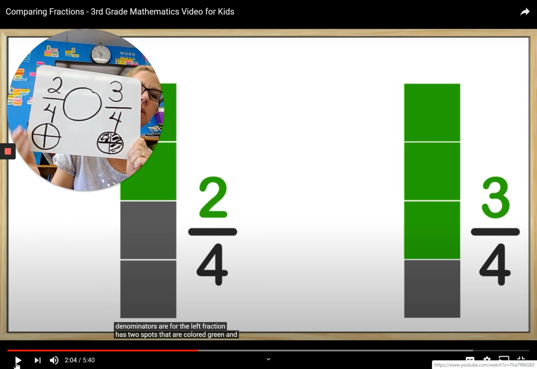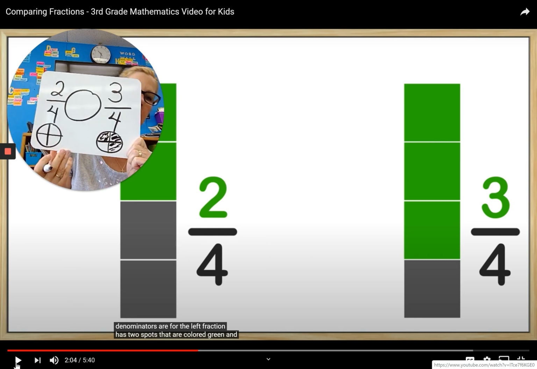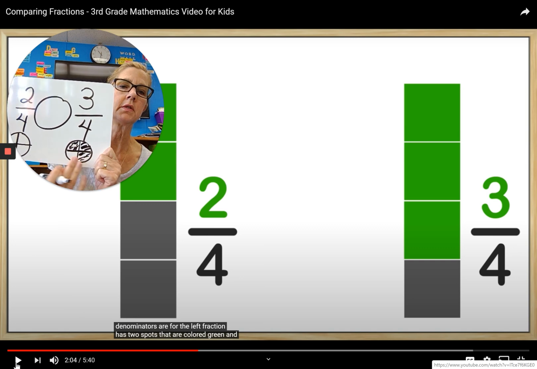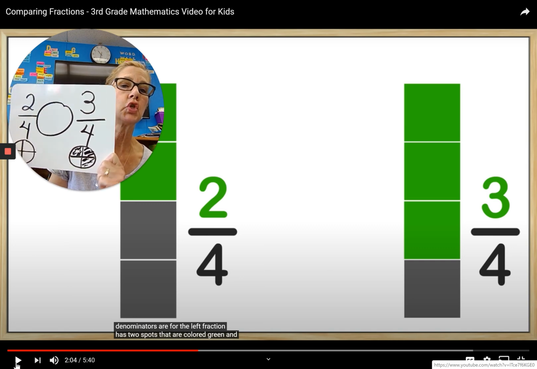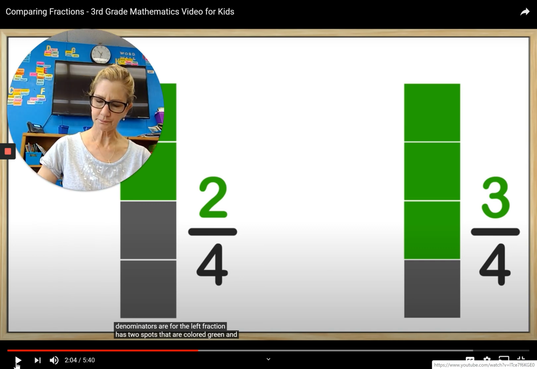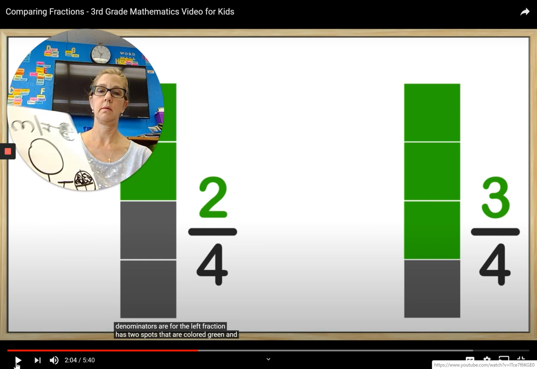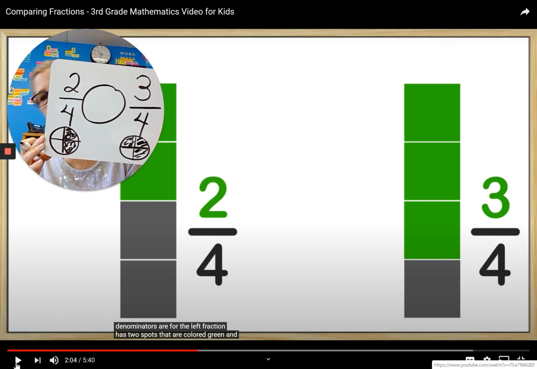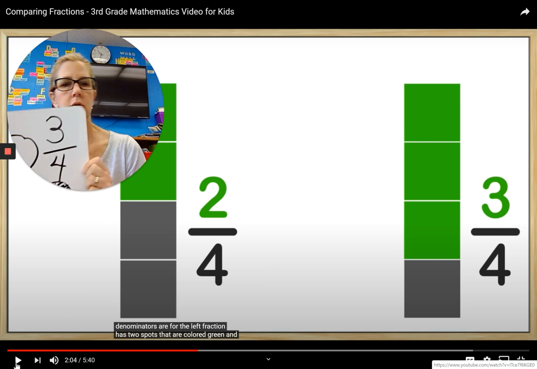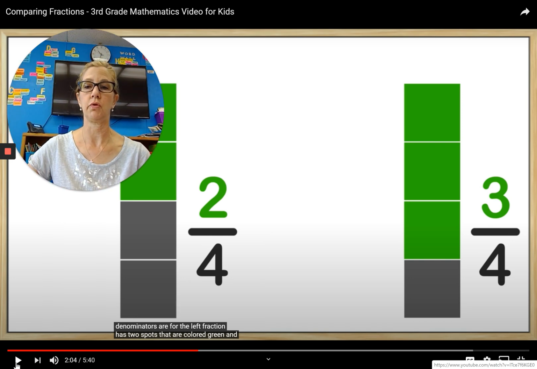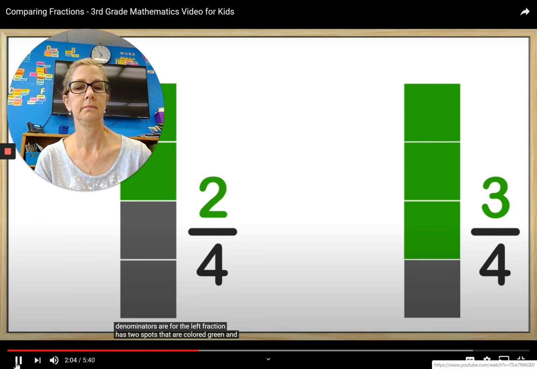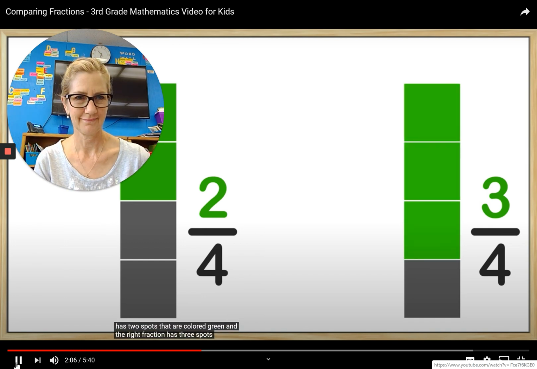All right, how many am I going to color in on the other side? There's 4 whole, that's our denominator, and I'm going to color in 2 of them. I heard somebody say it. Nice job. All right, I did mine with circles. He did his with rectangles. Both of them show 2/4 compared to 3/4. All right, let's see what he does, and then we'll decide what we're going to do. And the right fraction has 3 spots that are colored green.